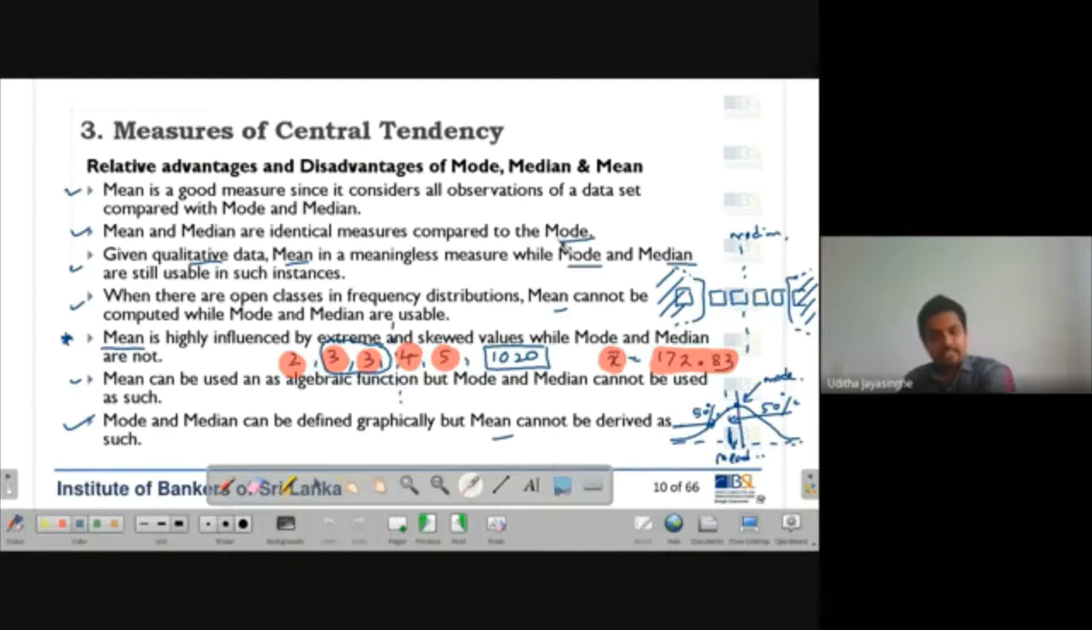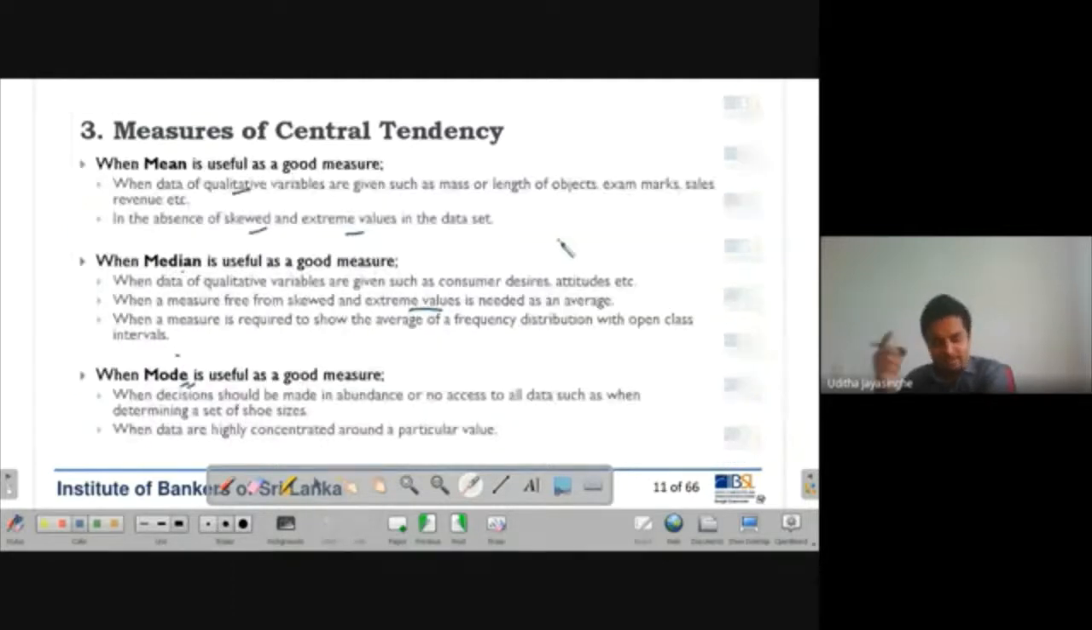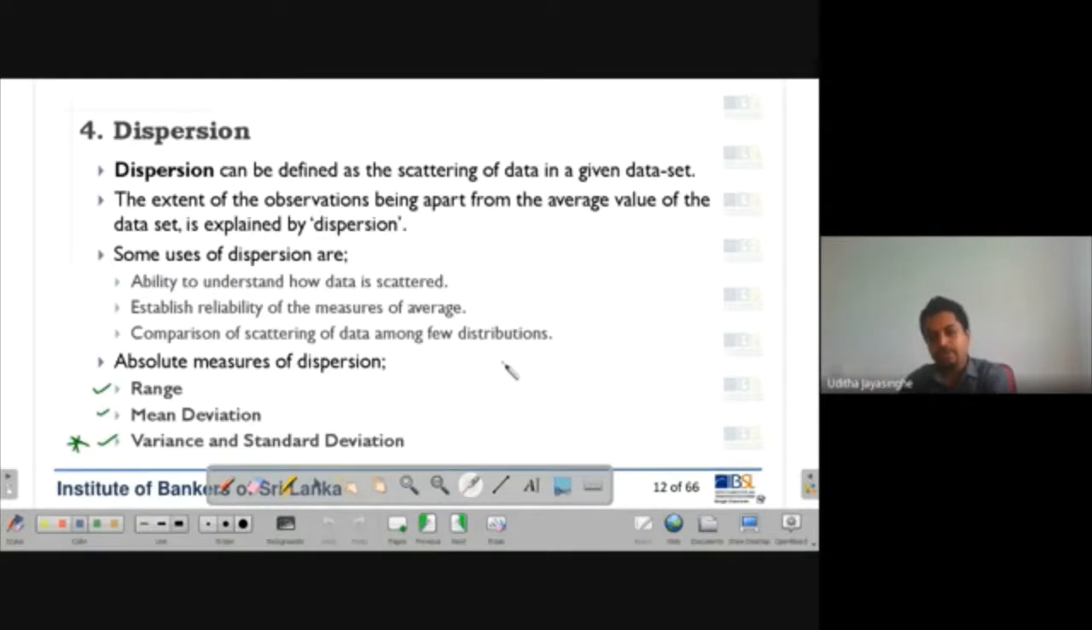And you may recall at the Q&A session, the week before, that where these are good measures, and what the advantages and disadvantages are, are frequently tested in a 2-mark or maybe a 5-mark question.